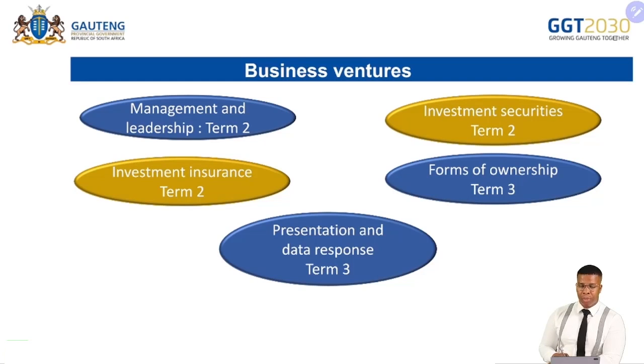Then forms of ownership, we addressed that just now in term three. What is key is for you to be able to identify the form of ownership from a scenario, and also be in a position to explain how it can contribute to the success or failure of the business. And then we have presentation and data response. The focus will be on factors to be considered when preparing while presenting, and factors to also be considered when giving feedback in a professional and non-aggressive manner, together with your data response and areas of improvement, to say how can you improve for your next presentation.